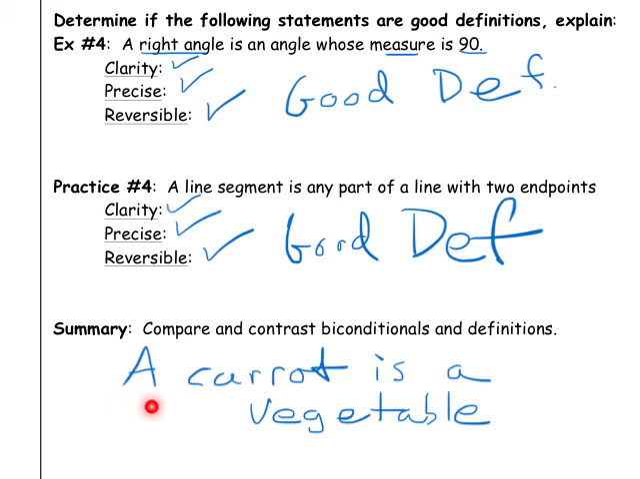But is it reversible? Could I say a vegetable is a carrot? No, that would not work, right? A vegetable is not necessarily a carrot. A vegetable could be other things, right? It could be like, I don't know, broccoli or spinach or some of those other things your mom makes you eat that you don't really like, right? It could be any one of those things. So that would be an example where we would have C check, P check, but R reversible would not work. So this would not be a good definition. So I thought I would just show that to you as well.